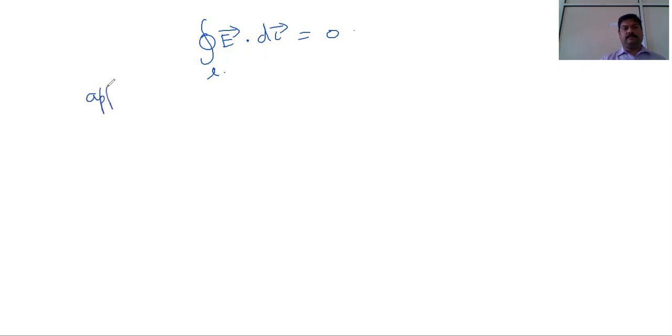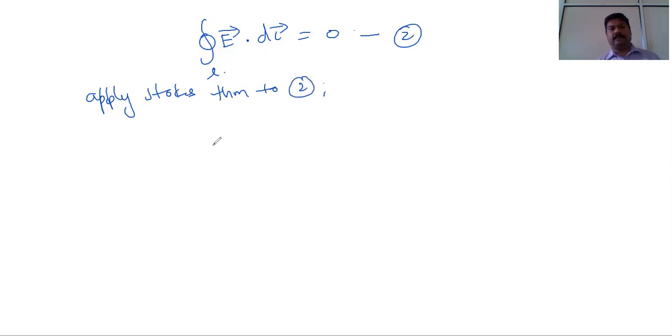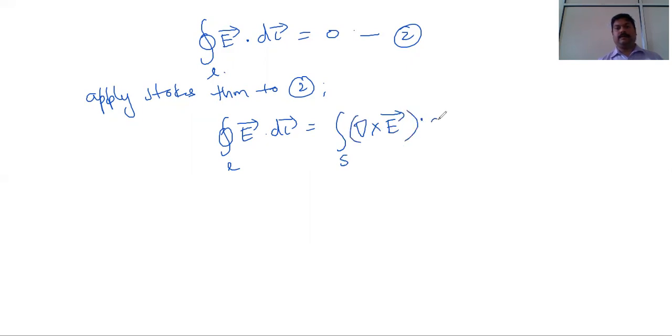Now apply Stokes theorem to this equation. Let us say this equation is number 2. Then what will happen? What does Stokes theorem do? It converts a line integral into a surface integral. So E dot dl becomes the surface integral of del cross E dot ds. Right? So because the RHS is 0, this is also equal to 0.